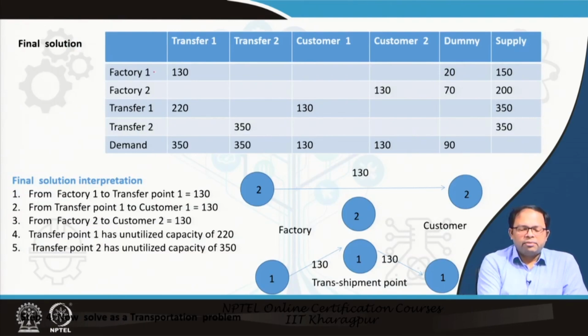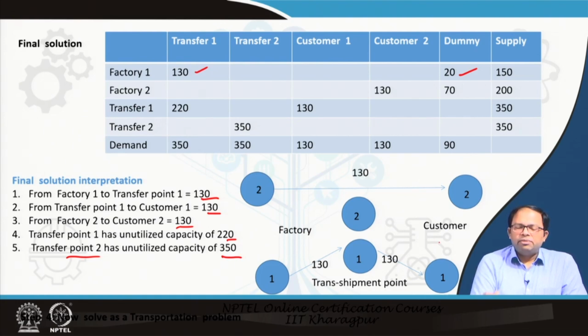So factory 1 is sending around 130, and to dummy 20 is going. Actually it is not going anywhere, but to balance the equation, that's why it is coming. So in this way, the final solution is from factory 1 to transfer point 1, 130 goods are being sent. From transfer point 1 to customer 1, again 130 goods are being sent. From factory 2 to customer 2, directly 130 goods are being sent. Transfer point 1 has unutilized capacity of 220, and transfer 2 has unutilized capacity of 350. So that is what is shown in this particular image.